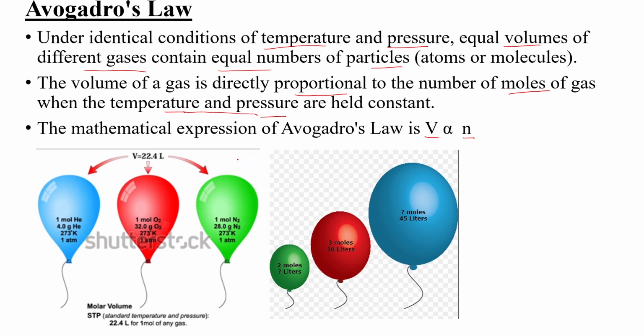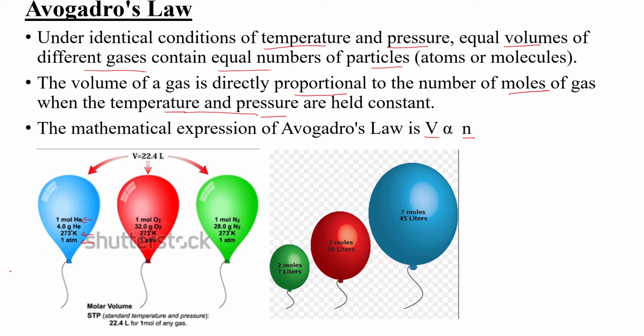Now, in this image that I have here, we have 1 mole of helium. We have the temperature of helium, which is the standard temperature. We have the standard pressure of helium given. With all these things, we can find the volume of helium gas. The gram is given as well, but it is not needed.